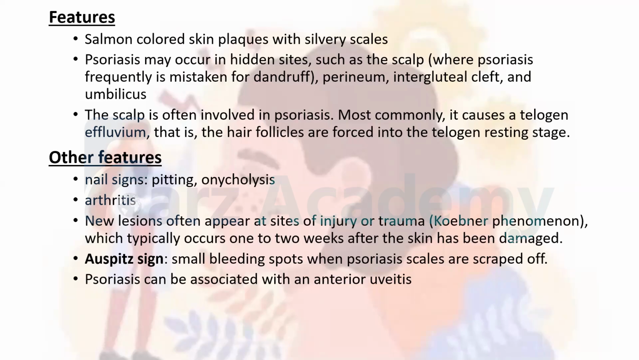New lesions usually appear at the site of injury. Here they also show Koebner's phenomenon. And Auspitz sign is also very, very important. It is nothing but small bleeding spots that are seen when psoriatic scales are scraped off. Eye involvement can also be seen in psoriasis, in the form of anterior uveitis.